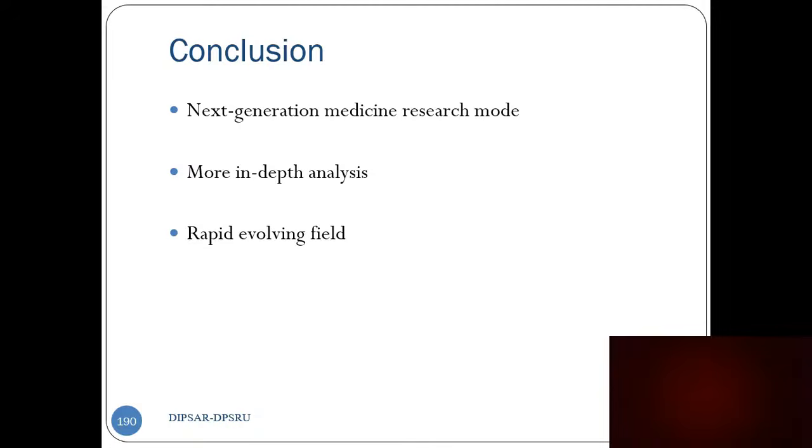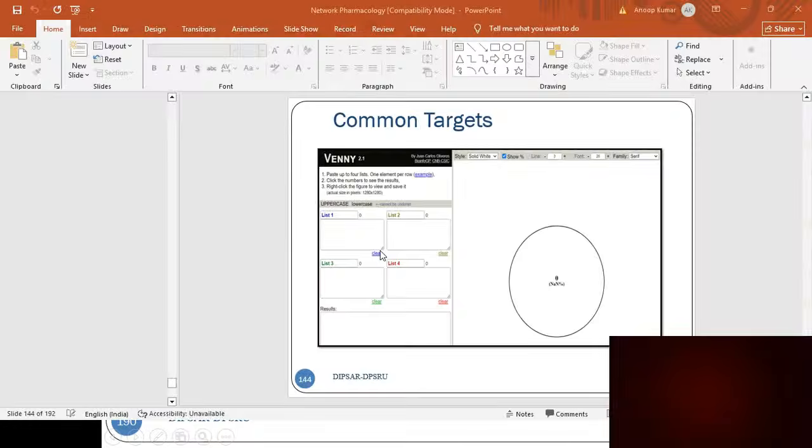So the conclusion is, it's a next generation medicine research mode. More in-depth analysis is required, and it is a rapidly evolving field, so you have to update yourself. As I said, a lot of data is being generated, so we are talking about big data analytics. A lot of data is there, but the problem is to analyze that data. So analysis is very important, plays a significant role, and in-depth analysis is required. Whenever you are doing the analysis, try to compare it with clinical data as well.